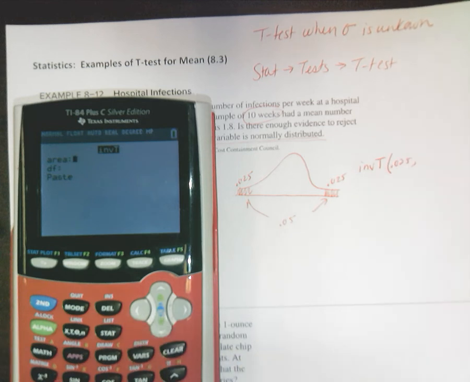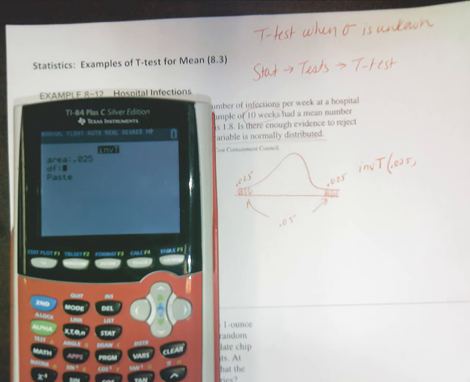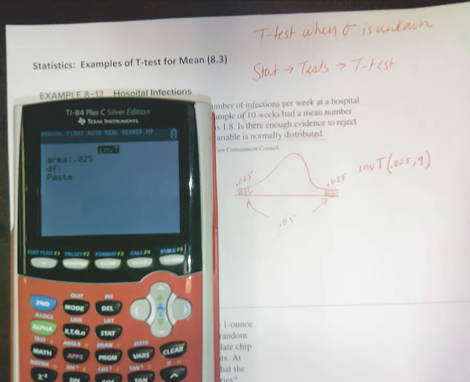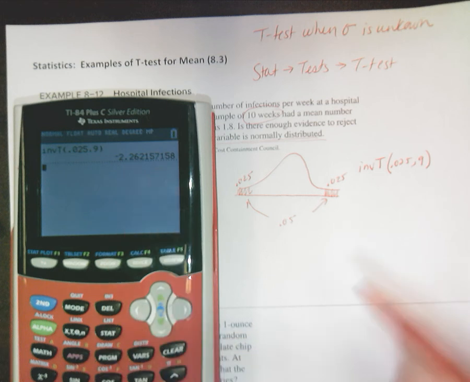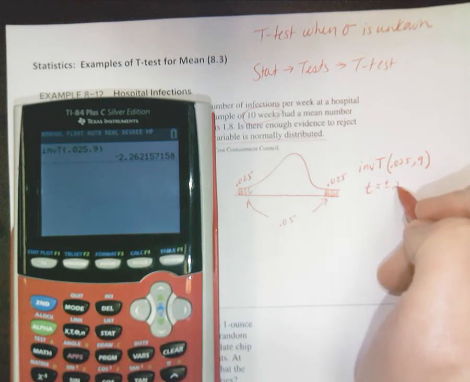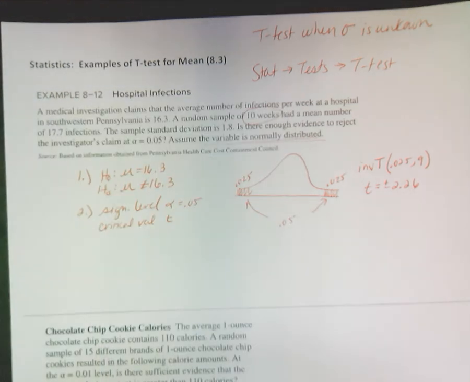And what does DF mean? You know that's degrees of freedom. Degrees of freedom is always one less than the sample. Our sample is 10 weeks, so we're going to put 9 right here. And that is an inverse T-value of negative 2.26. So our T critical value is plus or minus 2.26.